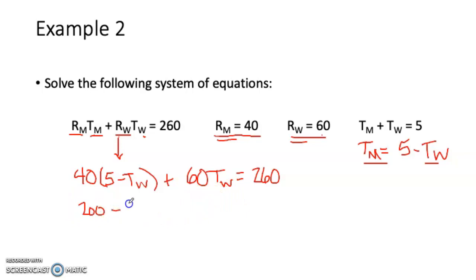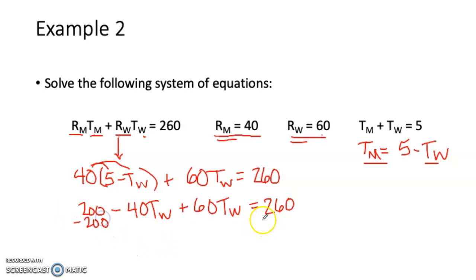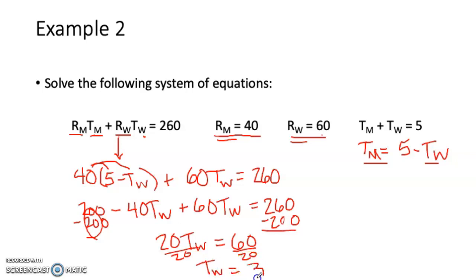So now I have 200 minus 40 T of w. You see how I just distributed? Plus 60 T of w equals 260. I can subtract 200 on both sides. And I can combine negative 40 and 60 T of w. And I get 20 T of w equals 60. This is 0, this is 60. I can divide by 20. And T of w equals 3. So w's time is 3.